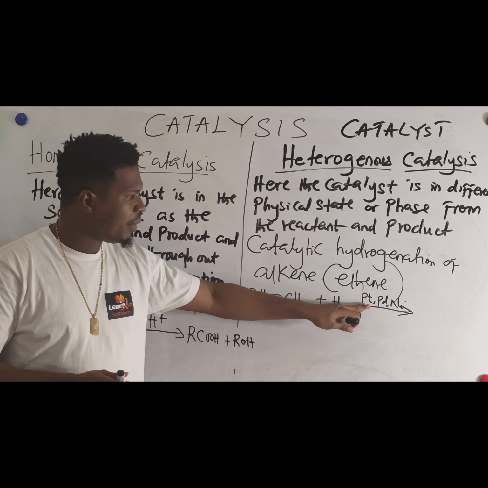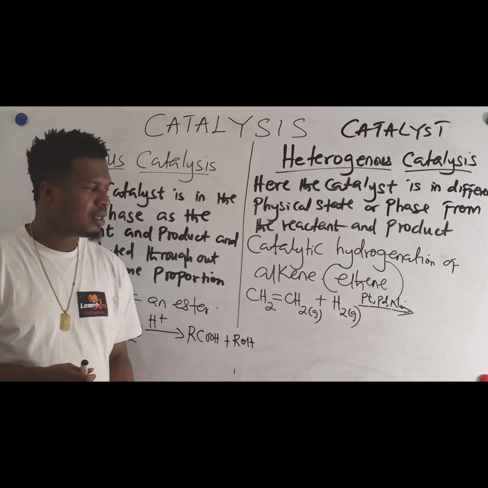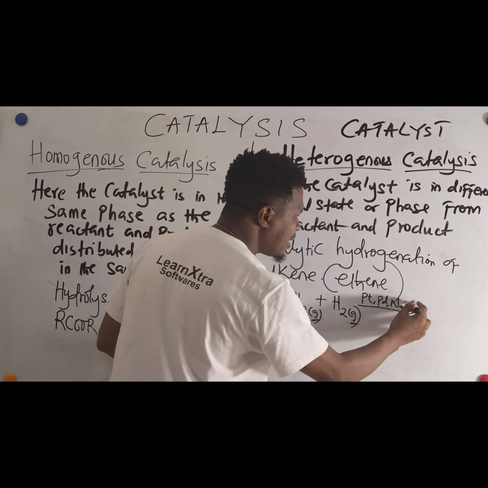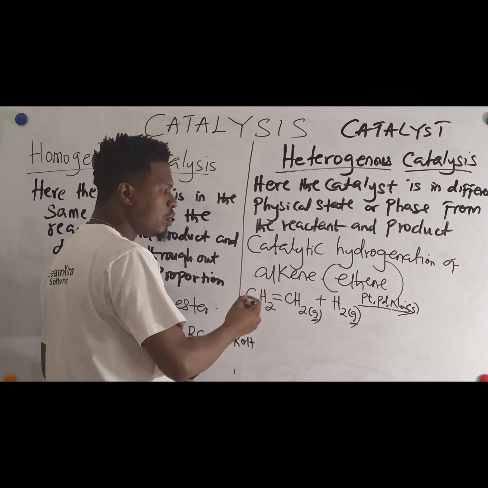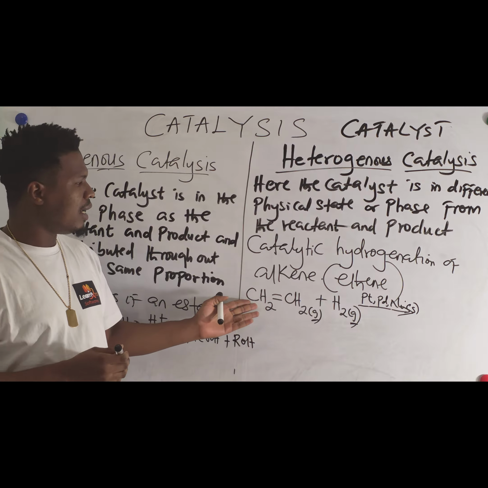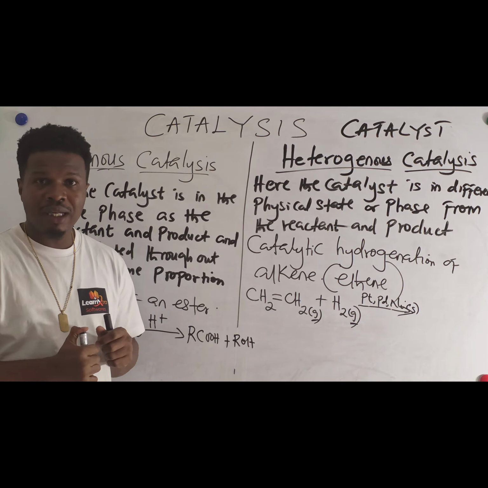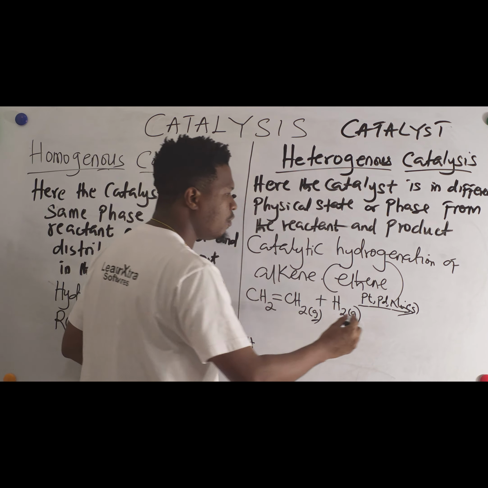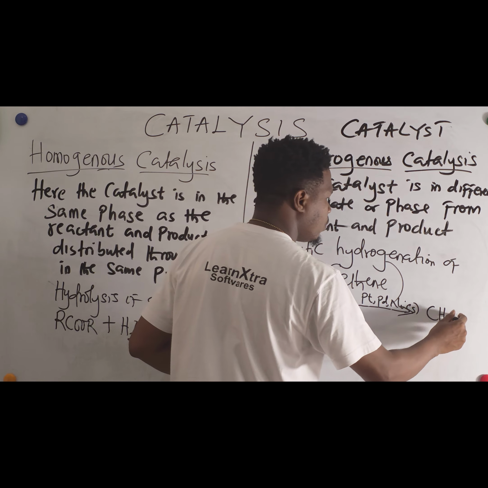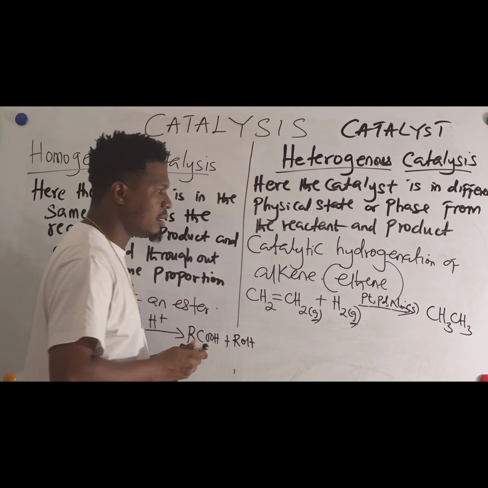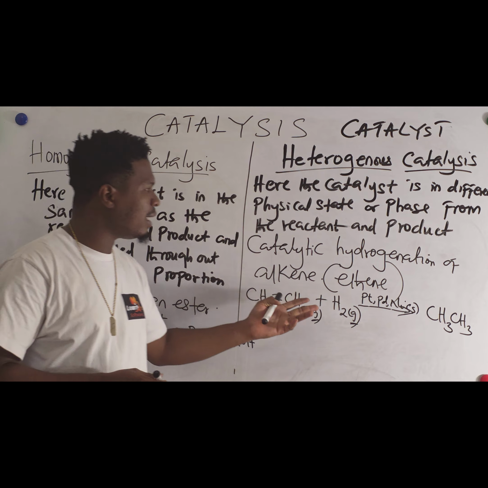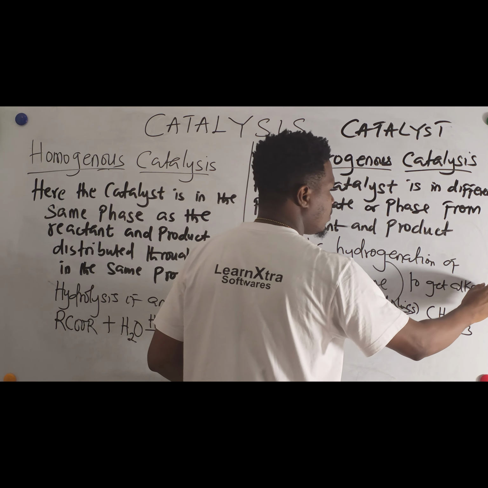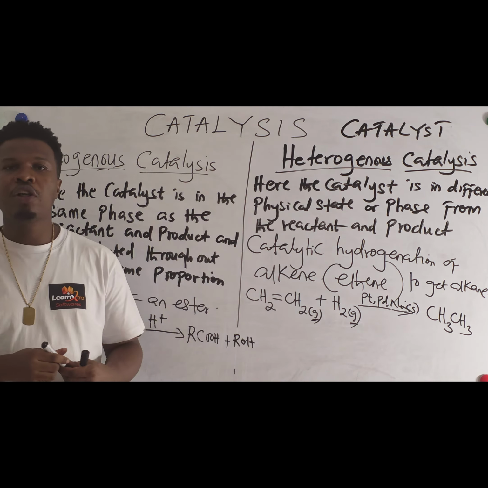So in the presence of this catalyst, these guys are in solid state. While these are in gaseous form. So watch, gaseous form, but these guys are in solid state. Okay, so because of that, we say that this catalysis is a heterogeneous catalysis because the reactant and the catalyst are in different states. So this will definitely give you an alkane when you are done with the hydrogenation. You have something like this. Okay, so hydrogenation to get an alkane is a heterogeneous catalysis.